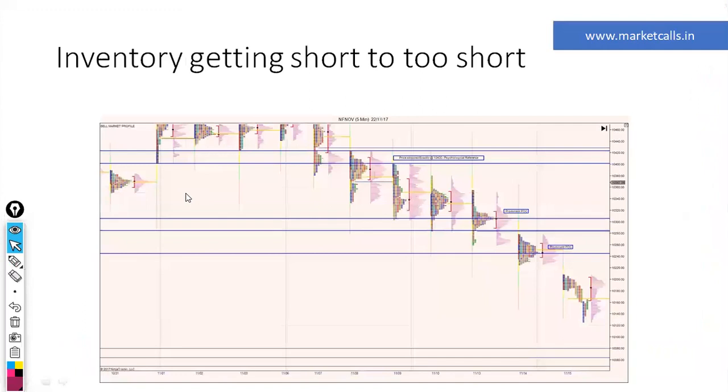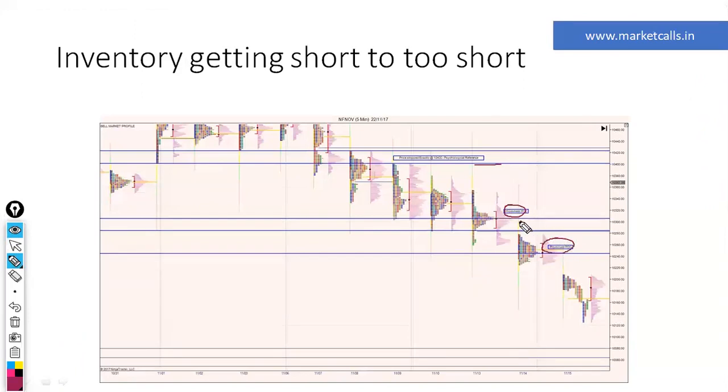Okay, so what are the things we monitored over here? One of the things is that exactly 10,400 sell-off has happened. That is one reference level. It's a short-term reference level, so we also call that a psychological reference. And the second reference level is a prominent point of control. One more prominent point of control.